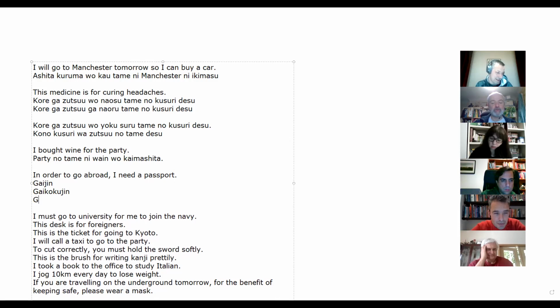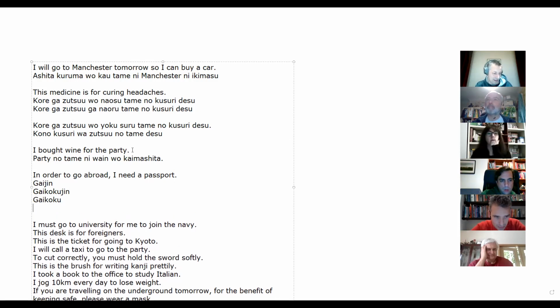So gaikoku is one way to say a different country. More usually though, we use the word overseas because in Japan, any foreign country is overseas, just as it is in the UK. And in this case, we use the word kaigai. Kai means sea, and gai means outside. Kaigai.